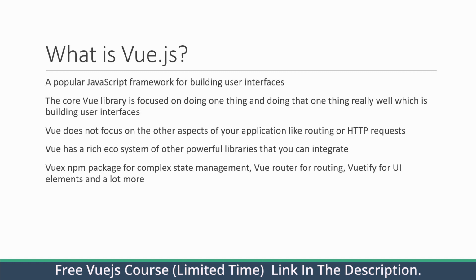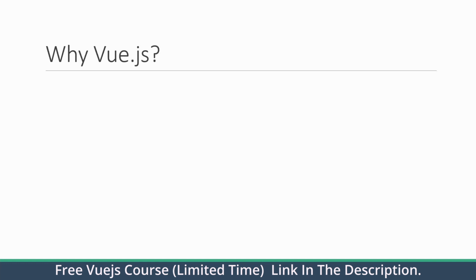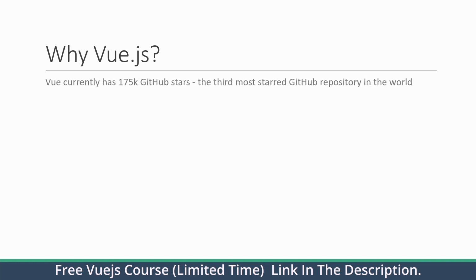Alright, now that we know what Vue is and for what purpose it is used, let's see why you might want to learn Vue. I'm going to start with a comforting fact. Vue currently has 175,000 GitHub stars on its repo, which makes it the third most starred GitHub repository in the world. Does that mean it is better than React or other JavaScript frameworks? No. It simply means that thousands of developers around the world enjoy working with Vue.